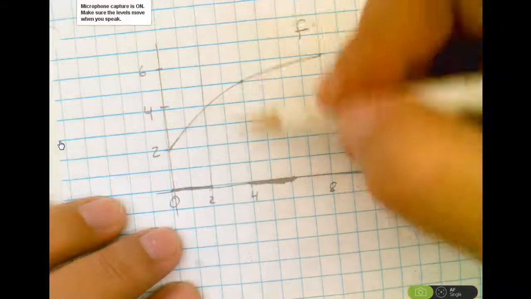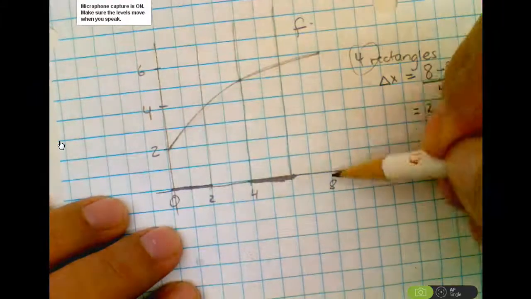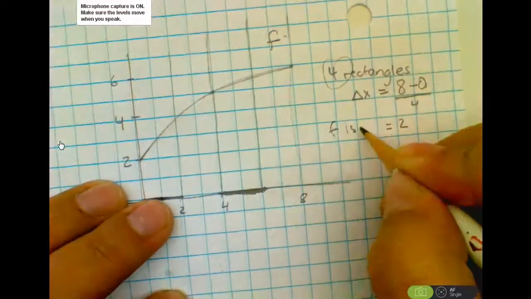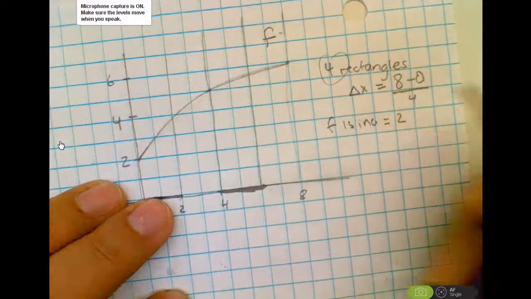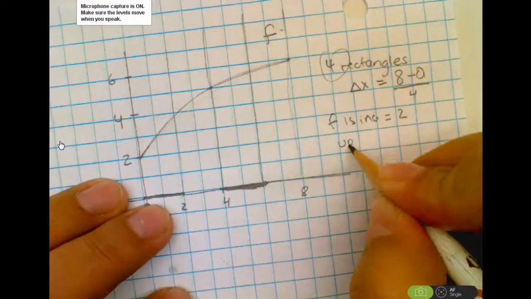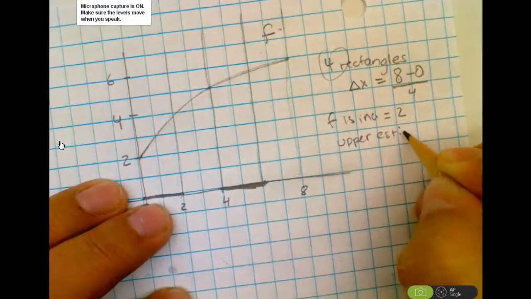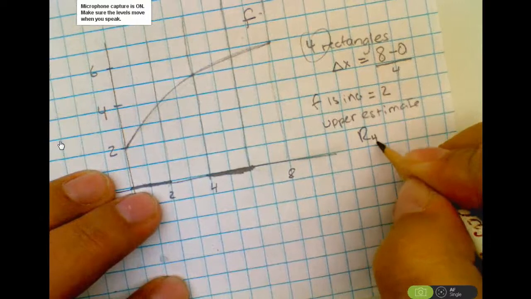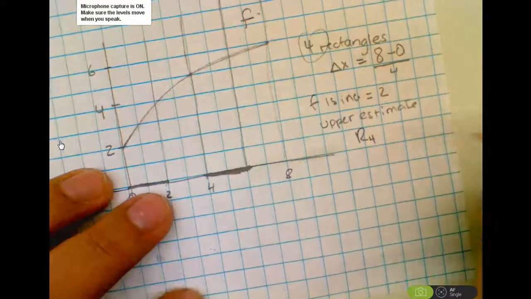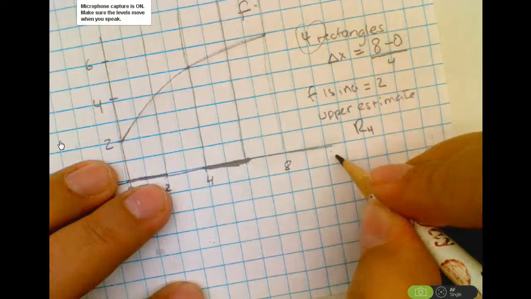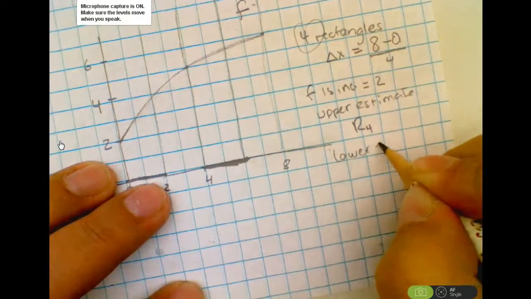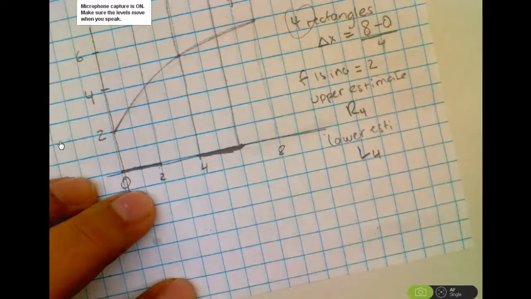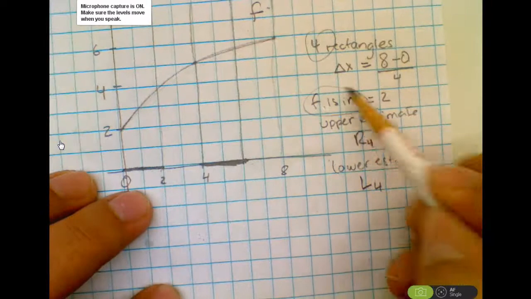And then I know that I'm going to have to use some kind of height to it. Now, because the function is increasing, then I'm going to get an upper estimate by using the right endpoint sum, which is capital R with subindex 4, which means 4 rectangles. And I'm going to get a lower estimate if I'm using a left endpoint for each of the rectangles. And I know that, and all because f is increasing.